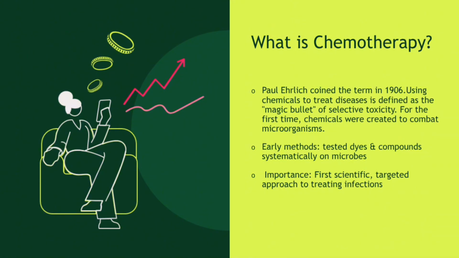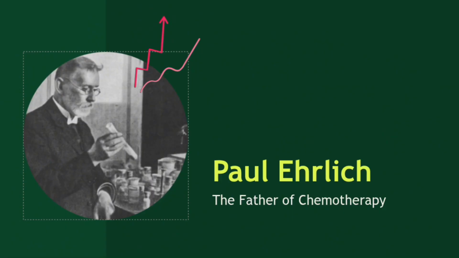He defined it as using chemicals to treat diseases, introducing the revolutionary idea of the magic bullet, a chemical that could selectively kill disease-causing microbes without harming the host. This concept became the foundation of modern chemical therapy. For the first time, chemicals were developed using a scientific, targeted approach for treating infections, setting the course for an entire industry.